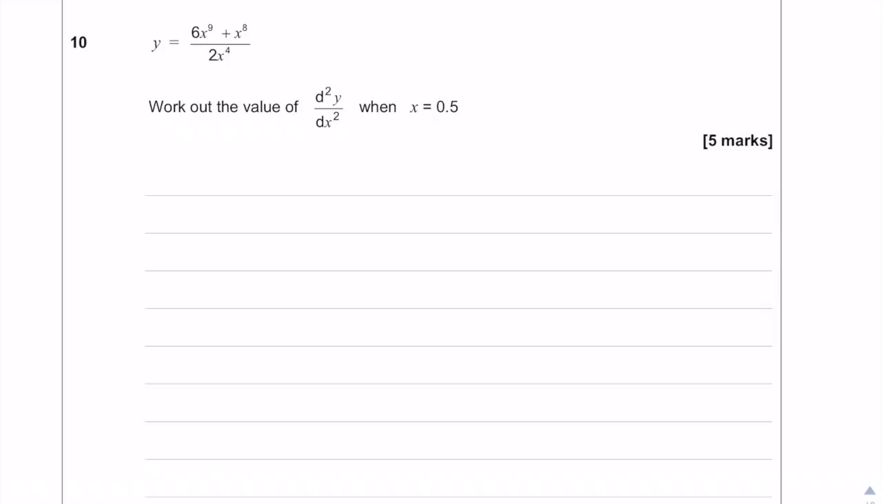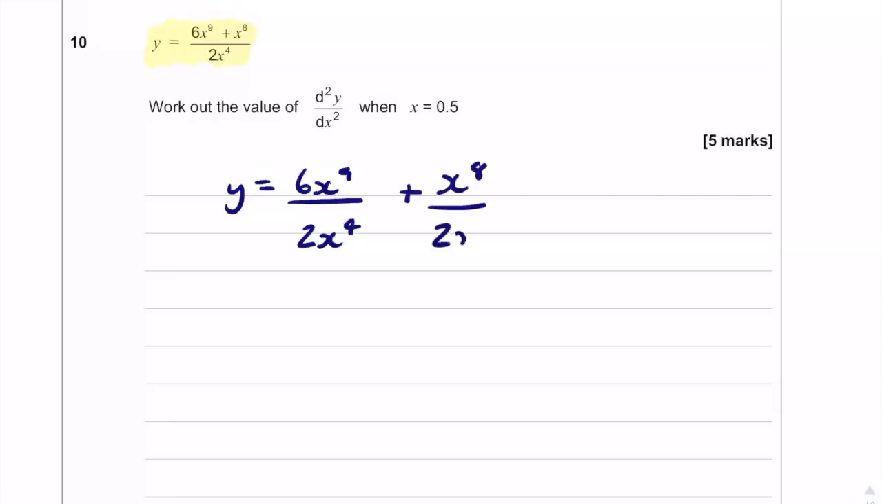Question 10. y equals 6x to the power 9 plus x to the power of 8 all over 2x to the power of 4. We need to work out the second derivative when x is equal to 0.5. So first thing you're probably wondering is, how am I going to differentiate this equation? At GCSE Further Maths, I don't have any skills to differentiate a fraction like this, but what I can do is, rather than treating this as one whole fraction, I can separate it into two fractions. So I can write this as y equals 6x to the power 9 all over 2x to the power of 4 plus x to the power of 8 all over 2x to the power of 4.